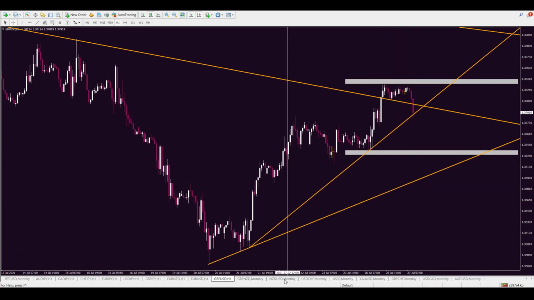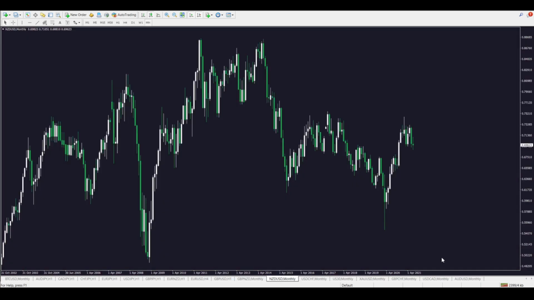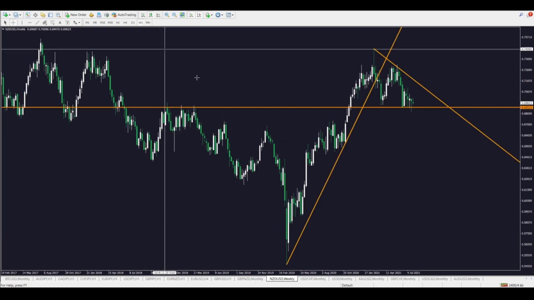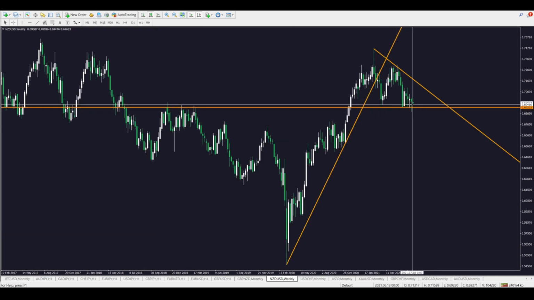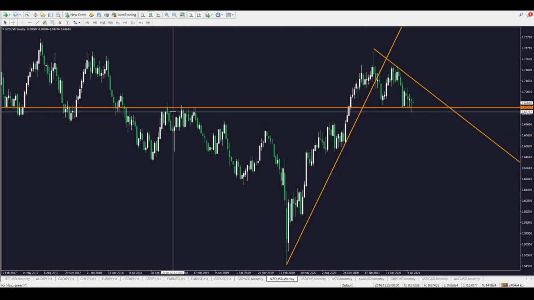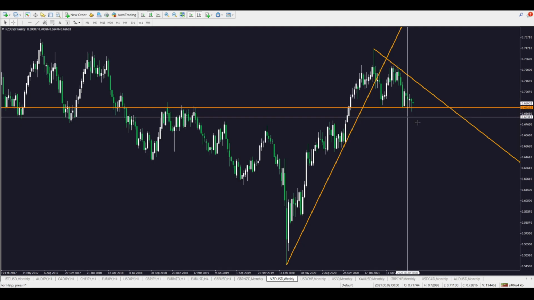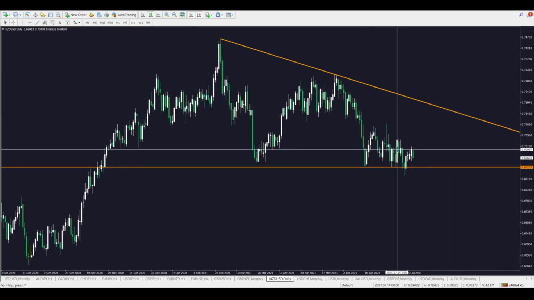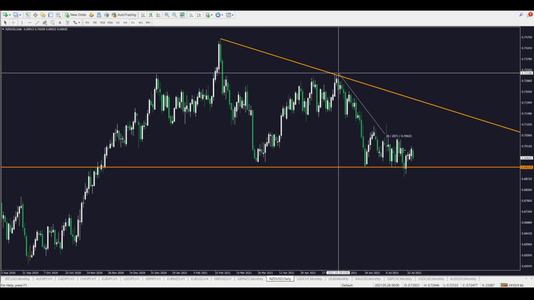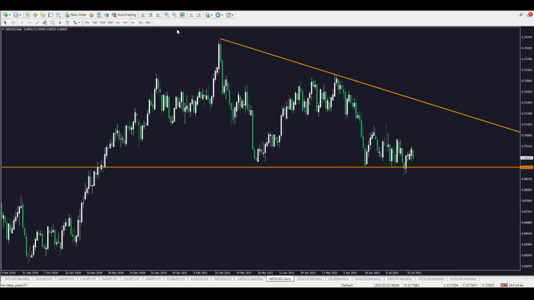Next, we have New Zealand USD. Price was basically at resistance. Price is now at support, which was previously resistance. So again, another nice area. So let's see, we have a bullish right about here.